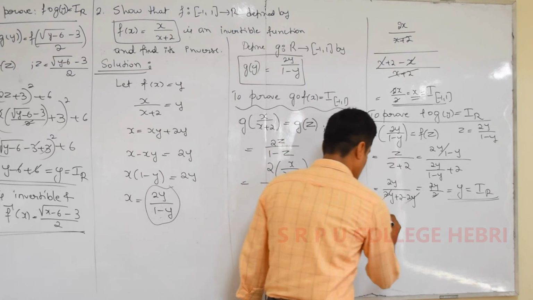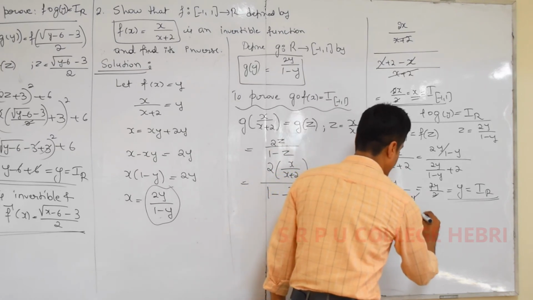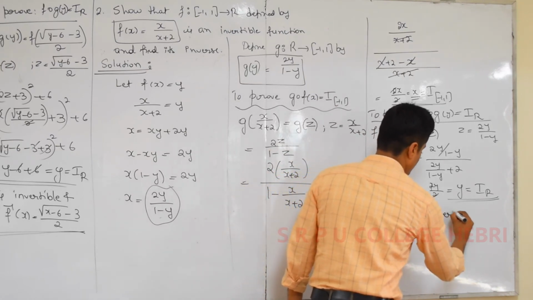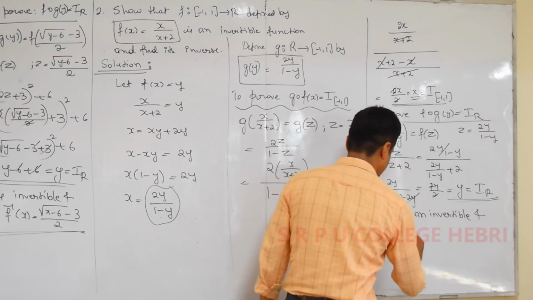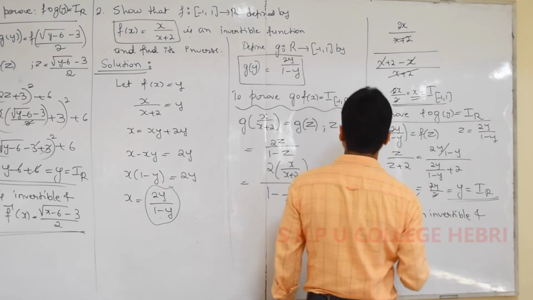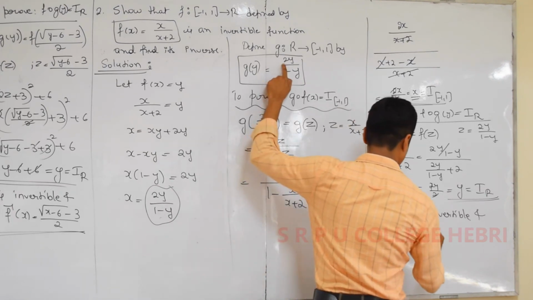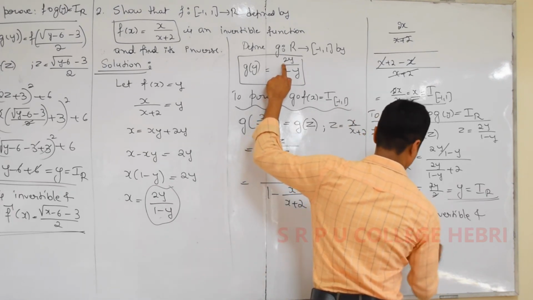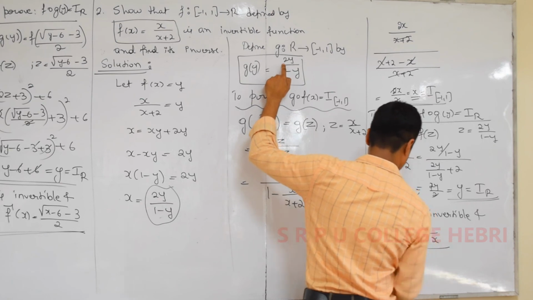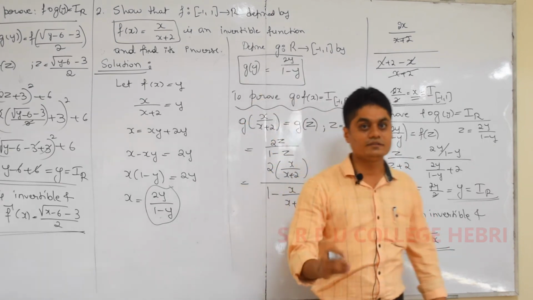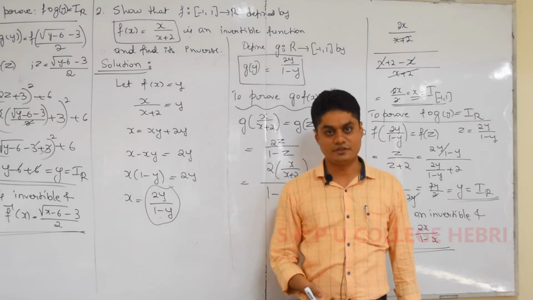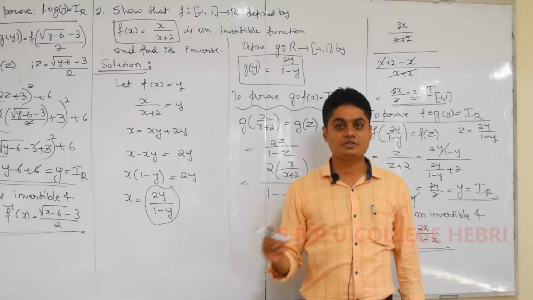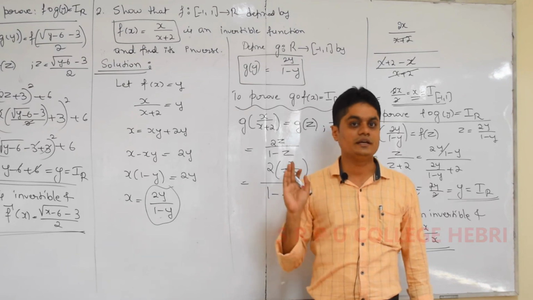So what we proved? Therefore we proved f is invertible, and f inverse of x is equal to, what is the answer? f inverse of x is equal to 2x divided by 1 minus x. So we completed all the 5 mark question section from the functions or invertible functions. Remember, out of these 7 questions, minimum 1 question you will get in the final exam.